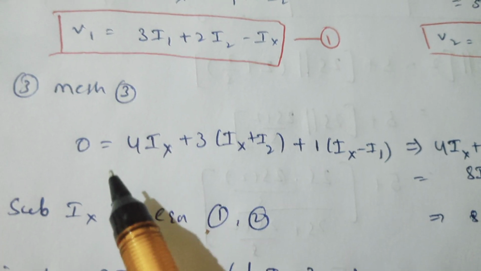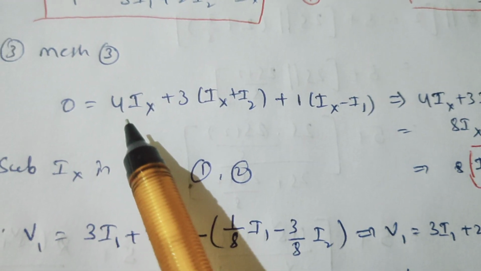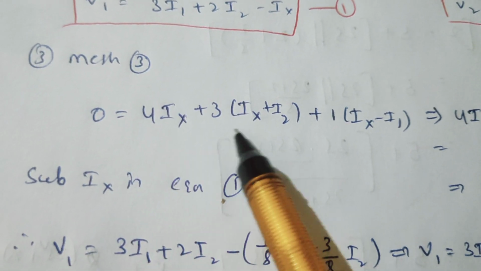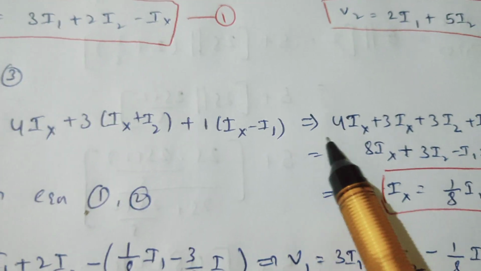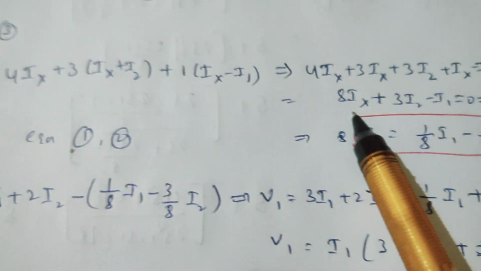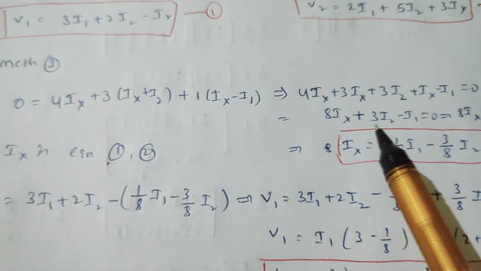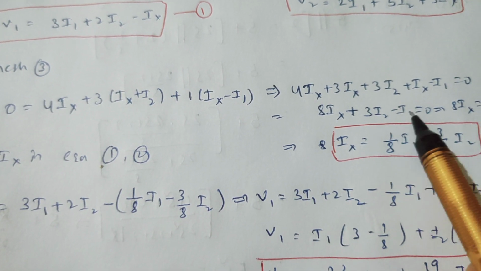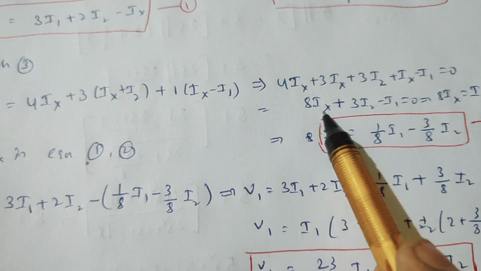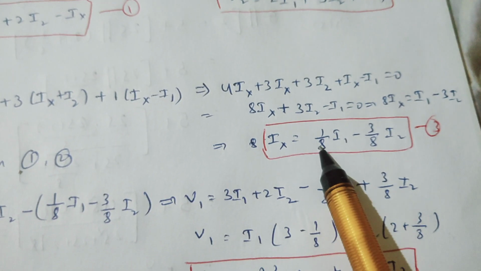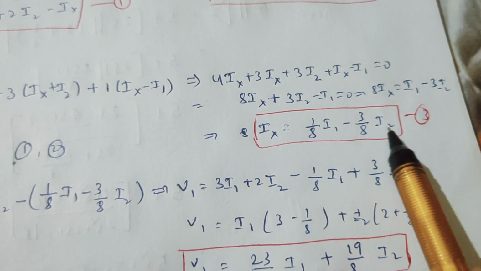Therefore mesh 3 equation is 0 equals 4Ix plus 3 (Ix plus I2) plus 1 into (Ix minus I1). Upon expanding, 4Ix plus 3Ix plus Ix means we will get 8Ix, plus 3I2 minus I1 is equal to 0. From this we have to find the Ix current now. So Ix is equal to 1/8 I1 minus 3/8 I2.